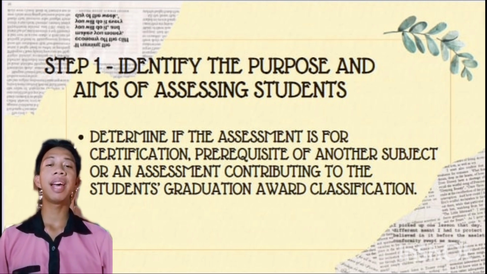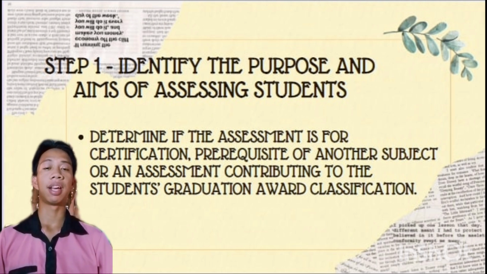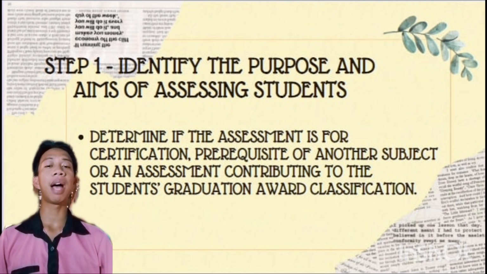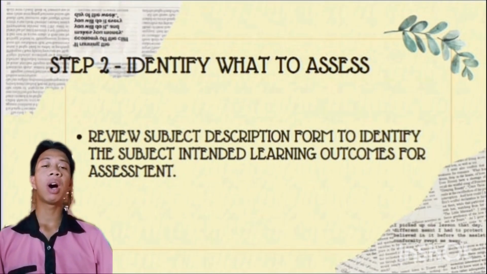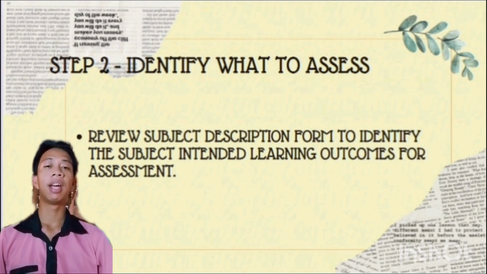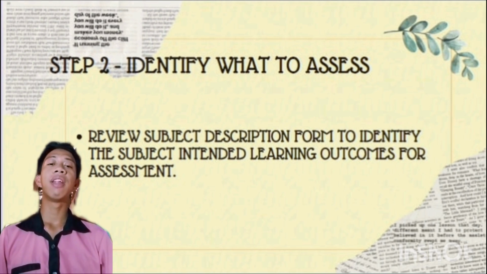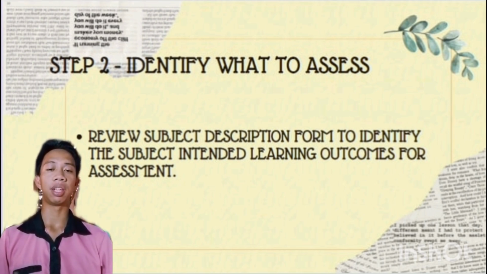Step 1. Identify the purpose and aims for assessing students. Determine whether the exam is required for certification, serves as a requirement for a different topic, or helps classify the student's graduation prize. Step 2. Identify what to assess. Examine the subject description form to determine the learning objectives that are intended for evaluation.